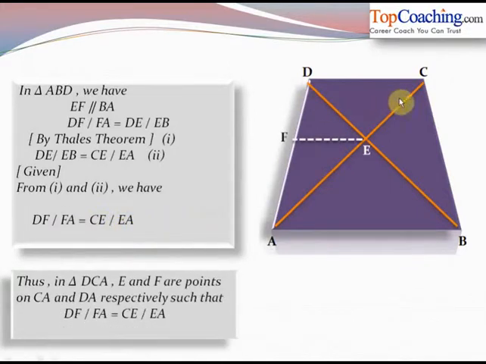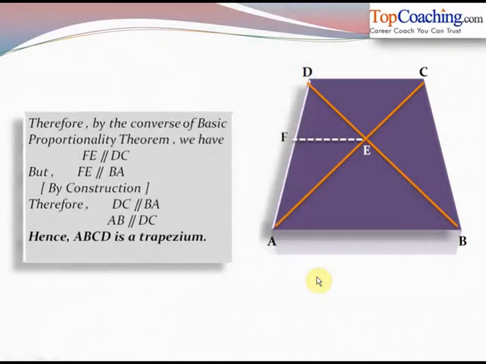Now if we consider the triangle DCA, then E and F are points on the sides CA and AD such that DF by FA is equal to CE by EA. And by the converse of the basic proportionality theorem, we get FE parallel to the side CD. But also we know that FE is parallel to the side AB. This is the construction we have done.